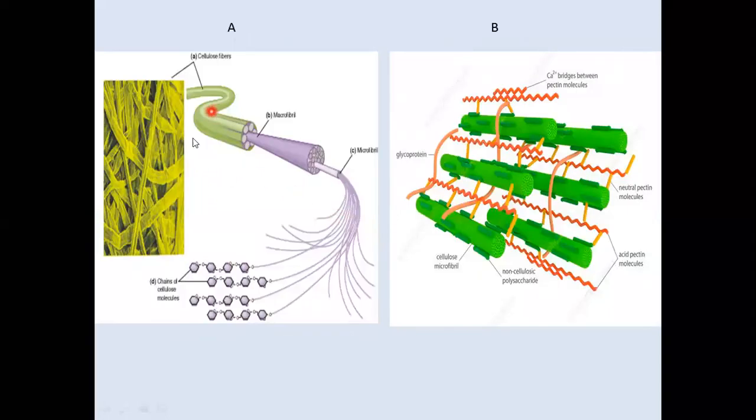So you can see here, this is a cellulose molecule. Glucose molecules combine to form cellulose. These are chains of cellulose. This is one cellulose, second, third, fourth. So hydrogen bonds occur between individual cellulose molecules, and these form microfibrils.